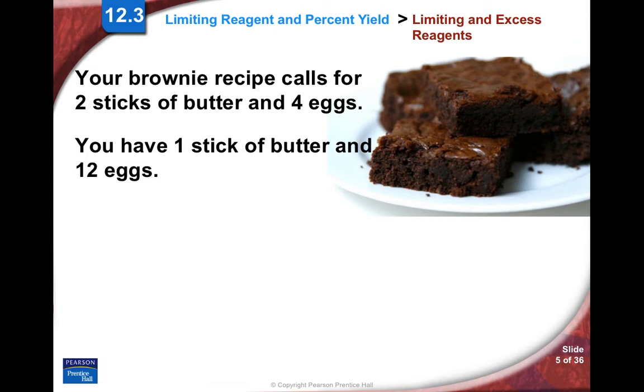So let's go back to brownies. I hope you guys give that recipe a try. It actually turns out pretty good. I had to modify it from when I first got it, but they were sure tasty.